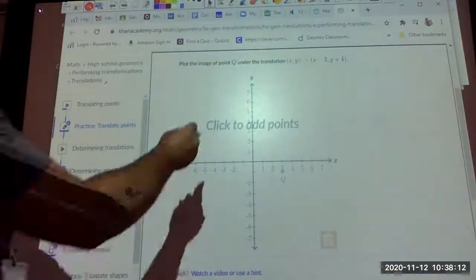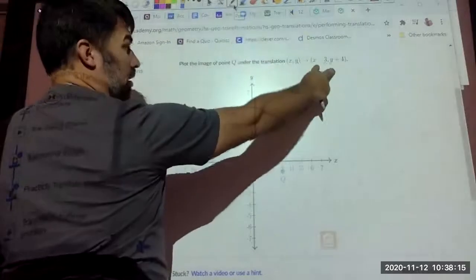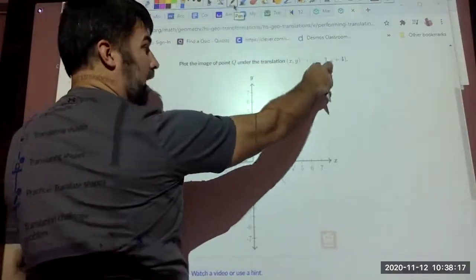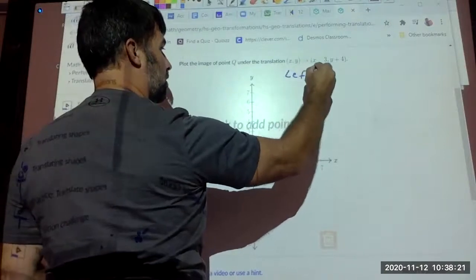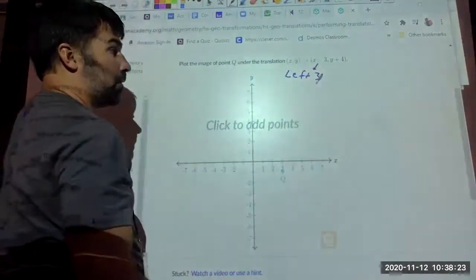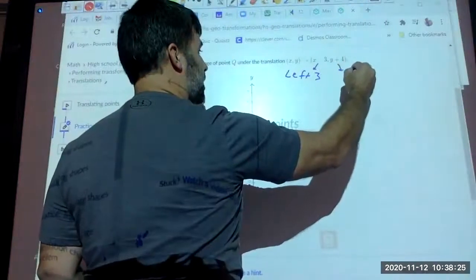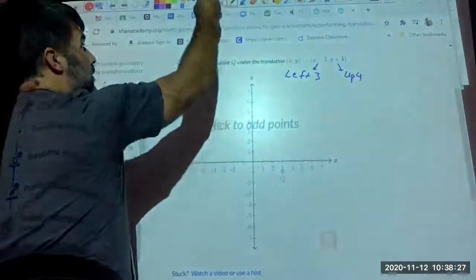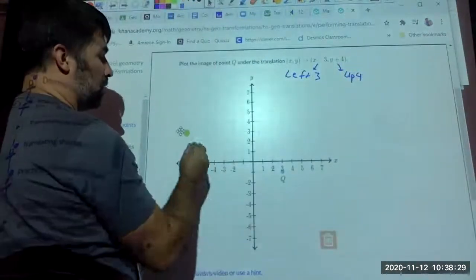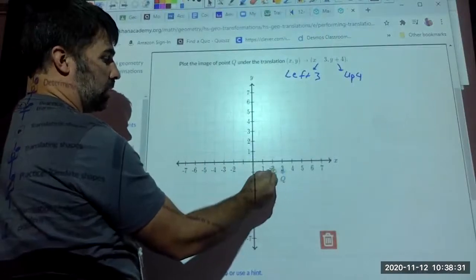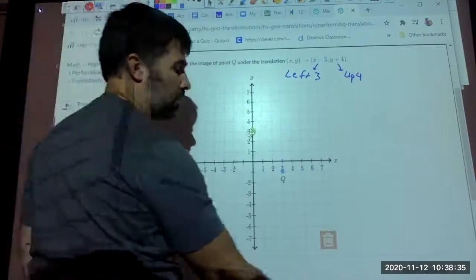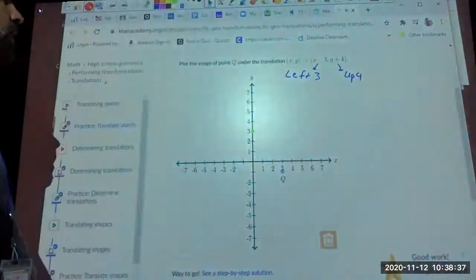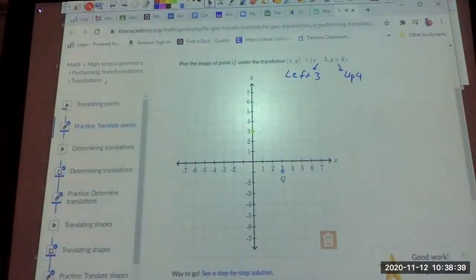Same idea, but now this is in coordinate notation. So x minus 3 is telling me left 3. Y plus 4 is telling me up 4. So for Q, I'm going left 3, up 4. 2, 3, 4. That's my new coordinate, and I'm good. So that's the first one. It's called translate points. That's the first Khan Academy you're going to have to do.